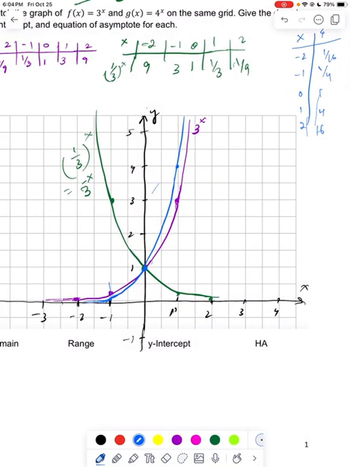And what do you think if I ask you to graph the function 5 to the x? How will the graph behave? Can you see it will be above these two graphs? So it will be something like over here, on the positive side, and below these graphs on the negative side.